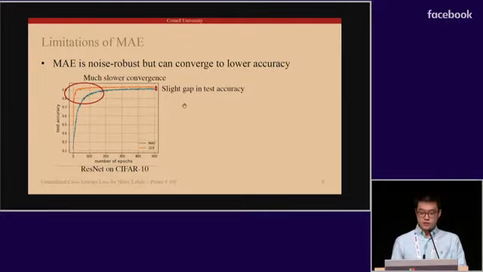However, despite the theoretical guarantees, mean absolute error can lead to poor classification accuracy. To see this, we empirically examined the performance of mean absolute error against cross-entropy using ResNet on CIFAR10 for clean labeled data. The orange and blue curves show the test accuracy against the number of epochs for both the cross-entropy and mean absolute error. Not only does using mean absolute error lead to a much slower convergence, but there is also a slight decrease in test accuracy.